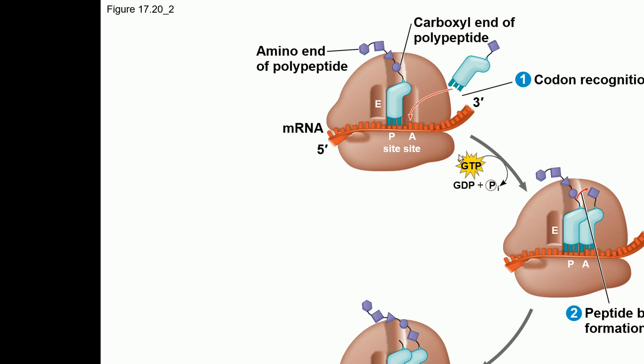Now you can see here how the bond is breaking, and how this chain is making its bond with this amino acid, and this transfer RNA is becoming uncharged. So when this transfer RNA becomes uncharged, it moves from here to here.